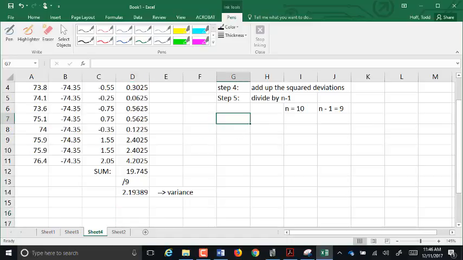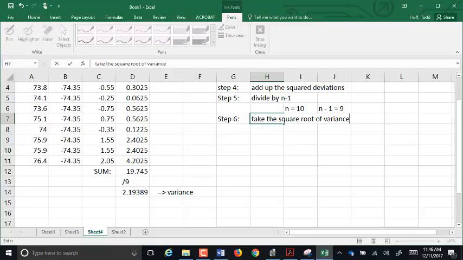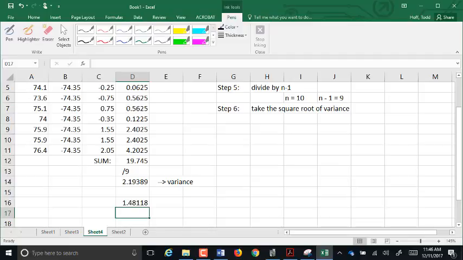What is step 6 to get the standard deviation? Take the square root of that result of step 5. Let's take the square root of the variance. In Excel, that command, by the way, is SQRT, square root. So we get 1.48 as the standard deviation.